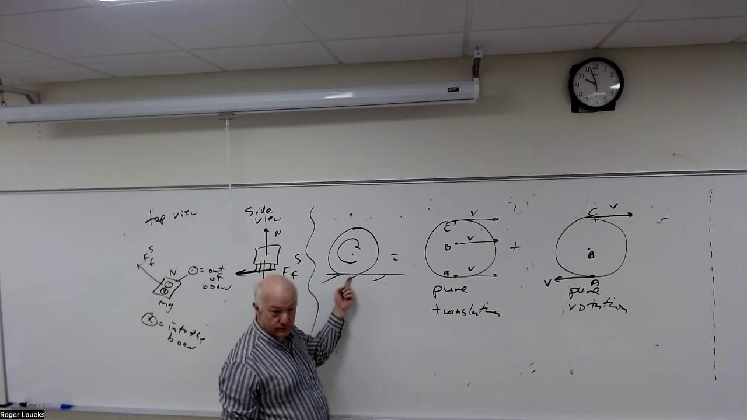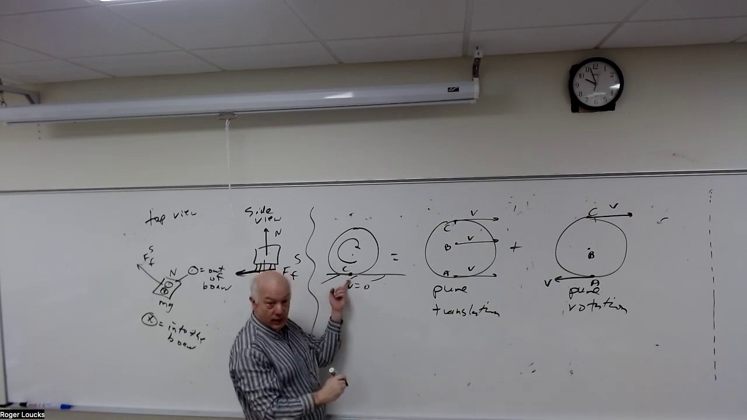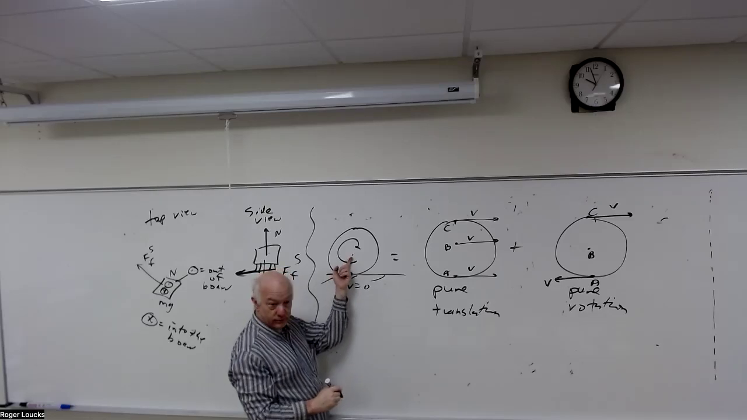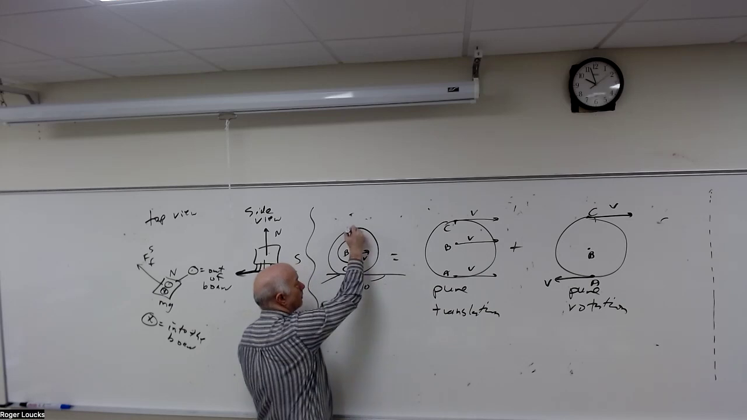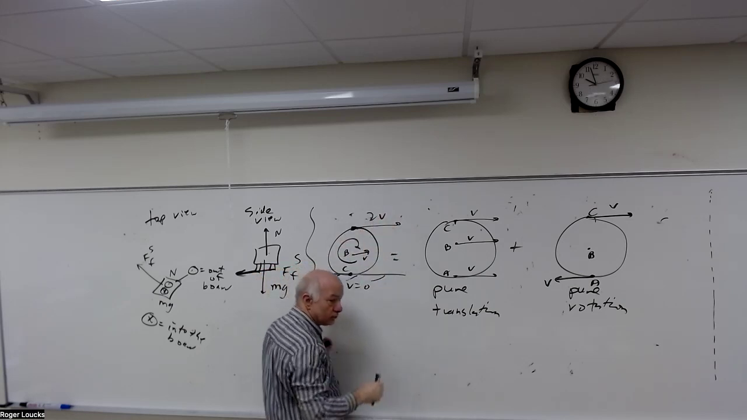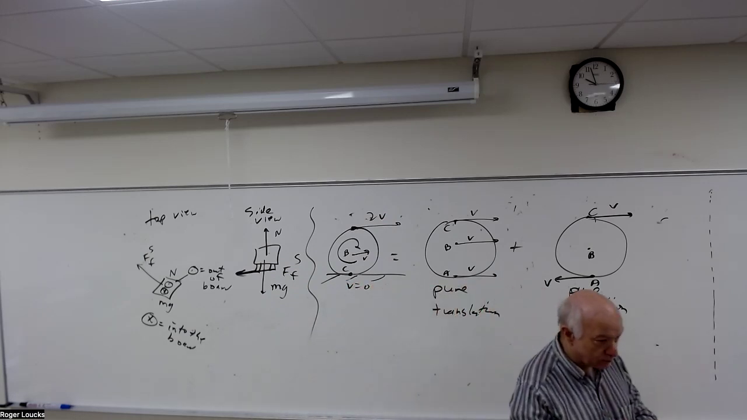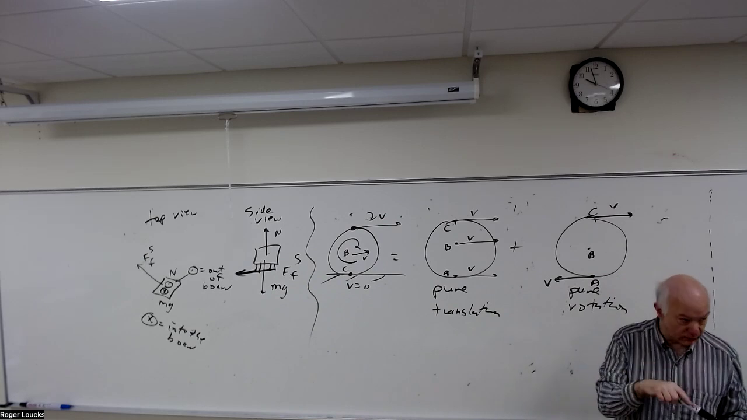The point of contact here has no velocity. They cancel. The center, B, has a velocity v. And what about the rim? It's going to be 2v. This is rolling without slipping.